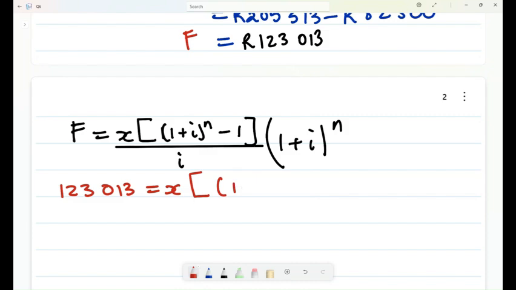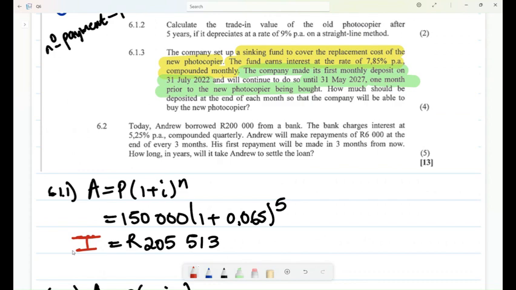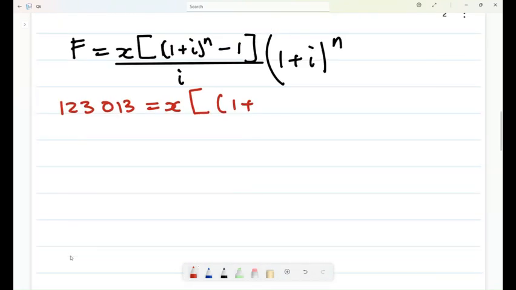What is this? You're gonna say 1 plus. What is our interest? Our interest is 7.85. 7.85 divided by 100, it is 0, oh, now this is very important. You're gonna say 0.0785. Then you divide by the months, which is 12, to the power of, for how many years? Now, this is not the number of years. This is the number of payments. Please take note of that.